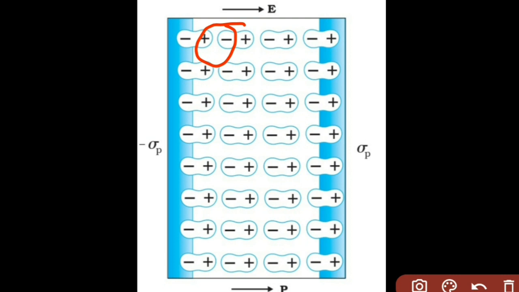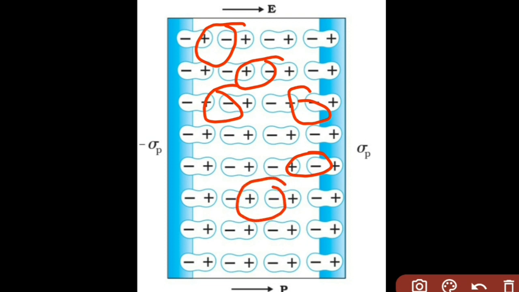Got it? Likewise, all such nearby opposite charges get neutralized inside the dielectric. This is what is happening everywhere inside the dielectric, in all the volumes. Even if you consider a small volume inside, you will see that opposite charges get neutralized, because opposite charges come close to each other. Got it? So in short, what is happening?